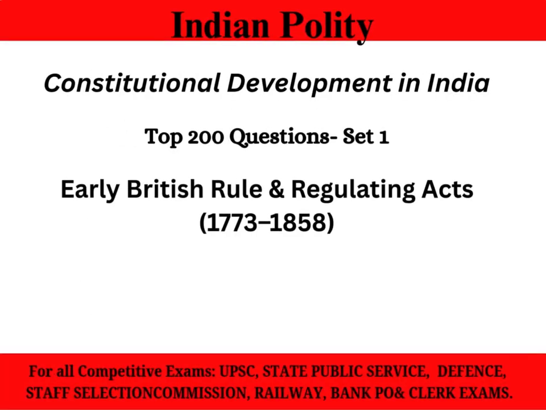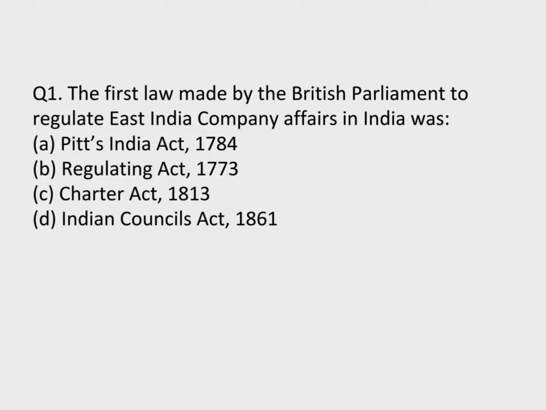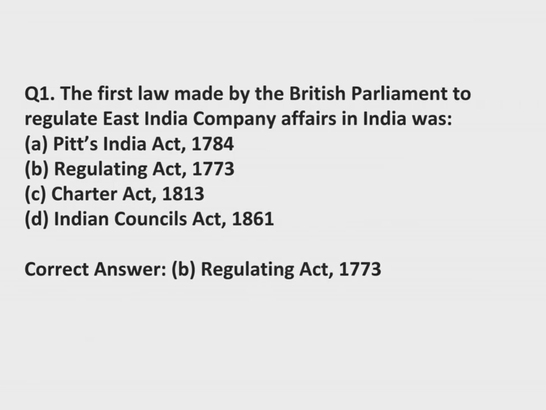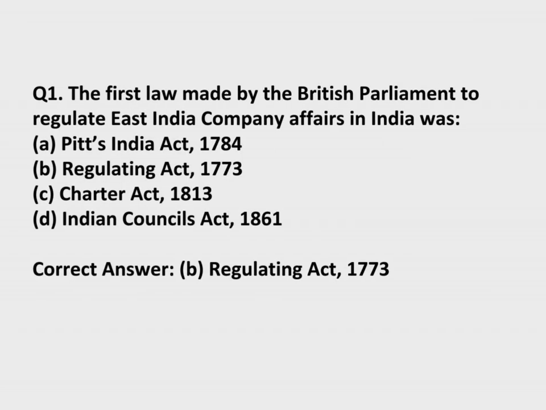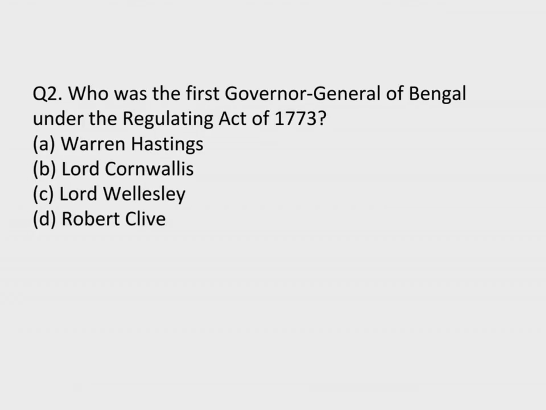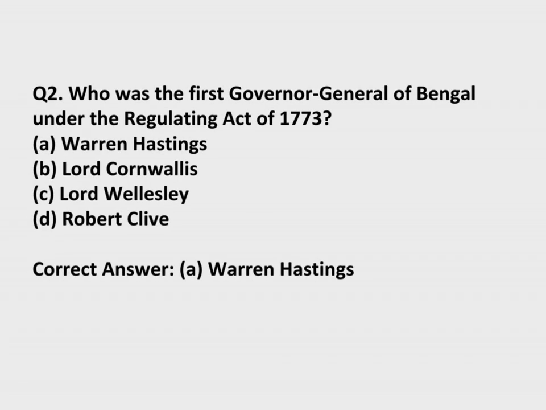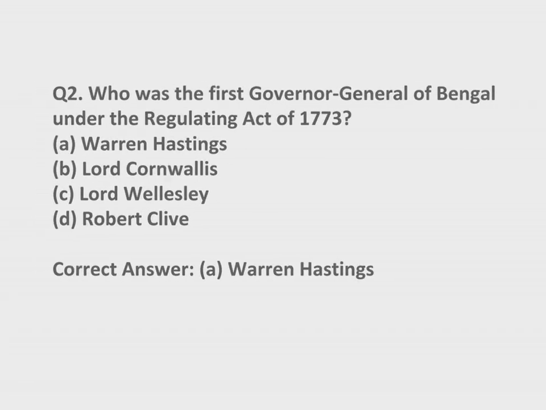Set 1. Early British Rule and Regulating Acts, 1773 to 1858. 1. The first law made by the British Parliament to regulate East India Company affairs in India was. Correct answer, B. Regulating Act, 1773. 2. Who was the first Governor-General of Bengal under the Regulating Act of 1773? Correct answer, A. Warren Hastings.